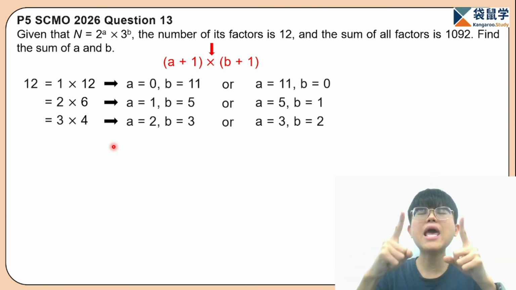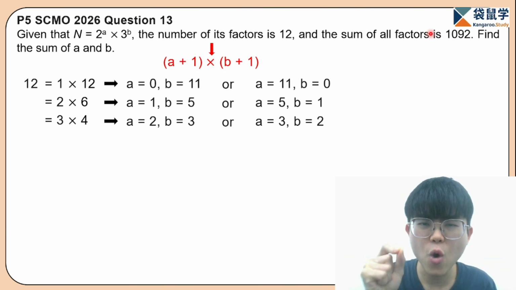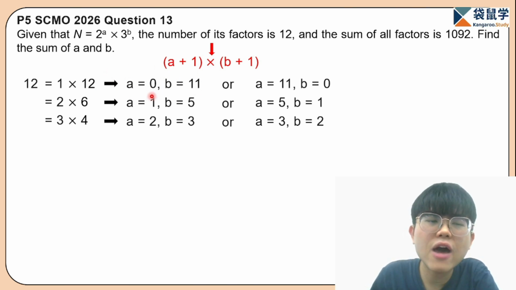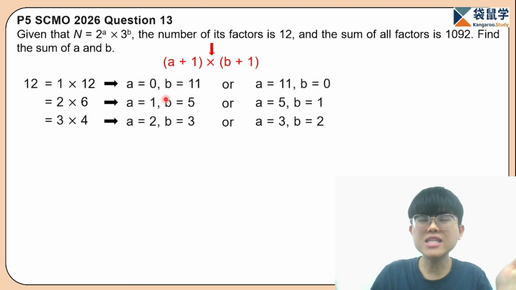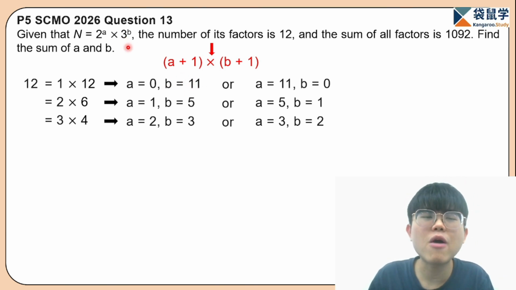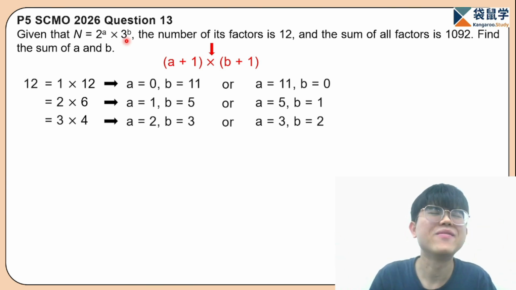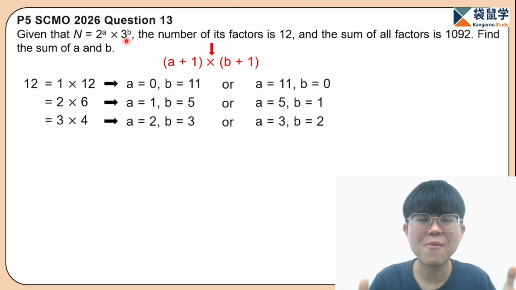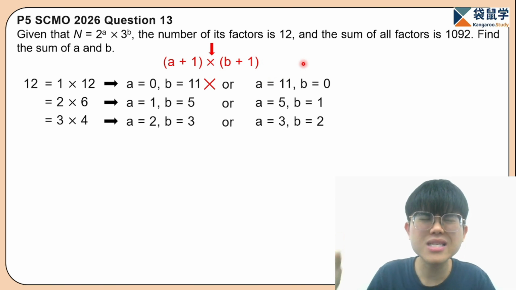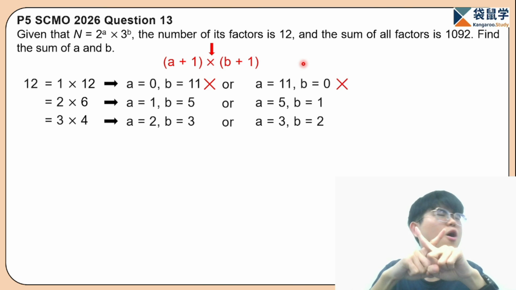So everyone, the next thing, we just have to use the value of the sum of all factors to check which one will be our answer. Now think about it. For the sum of all factors, we have to add up from power 0 to the largest power. In this case, B is 11, which means we have to sum up from 3 to the power 0 until 3 to the power of 11. If you try to calculate, it will definitely be more than our sum of factors. This cannot be the answer. The next one, A equal to 11. The same thing, when you calculate the sum of factors, it will be more than 1092. It cannot be the answer.